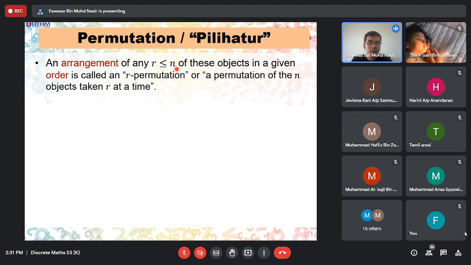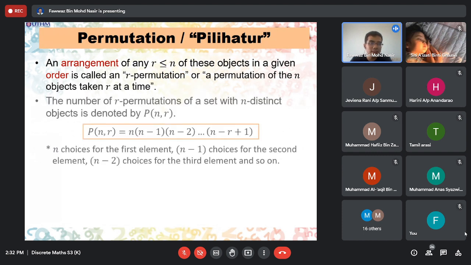So macam saya kata tadi, n is the total number of elements in the set, okay, ataupun yang available kat kita. R is the number of elements yang kita select. Okay, so basically logically, kalau kita fikir logik pun R tu memang will not be greater than n. So that's why we have this condition here. Okay, R is less than or equal to n. So the number of R permutations of a set of n distinct objects is denoted by P(n,r). Okay. So basically P(n,r) is equivalent to n times n minus 1 times n minus 2 and so on until n minus r plus 1.